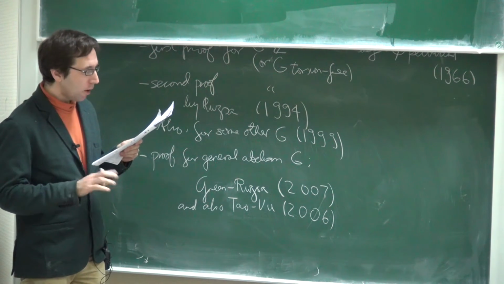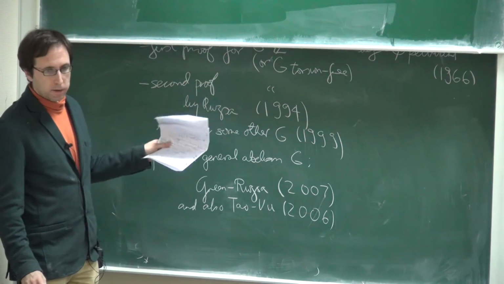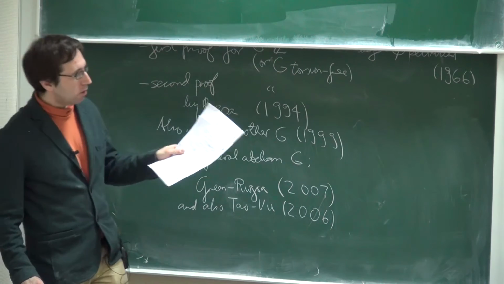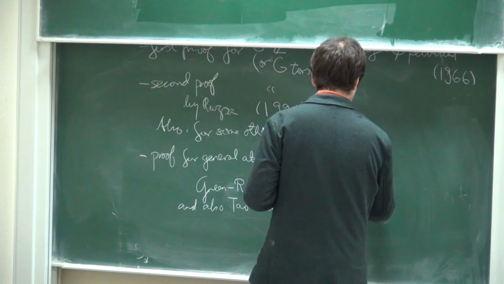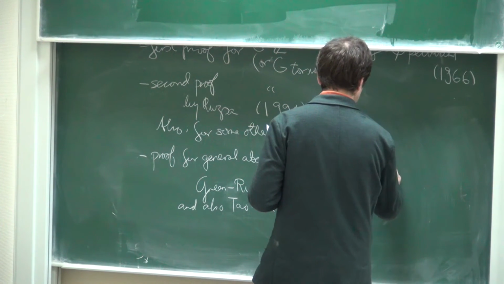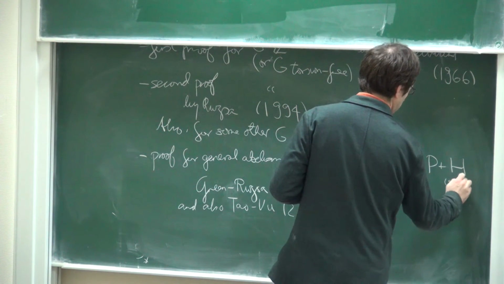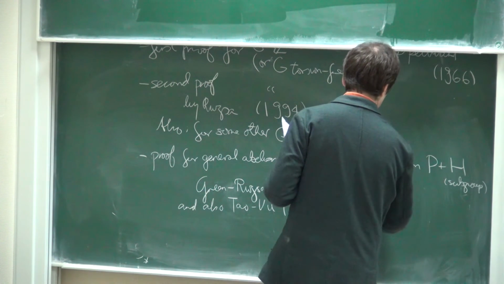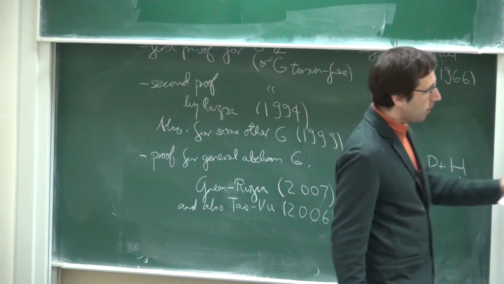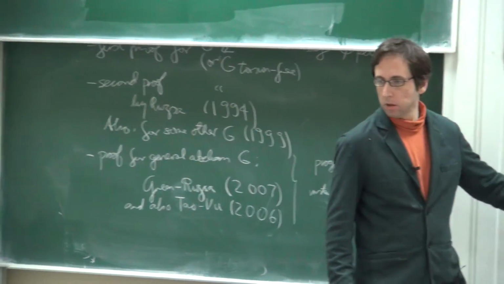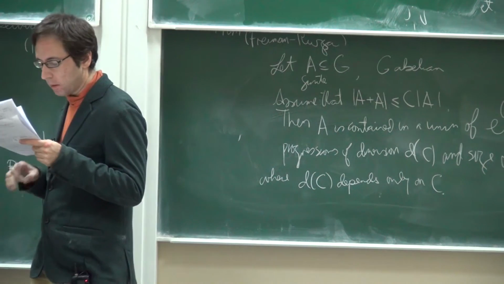Very well. If you are dealing with a general abelian group G, or in general something that is not torsion free, you have to change the definitions and the statement slightly. Where the statement says a progression, you should replace that by a progression plus a subgroup H if you're working with a general group G.